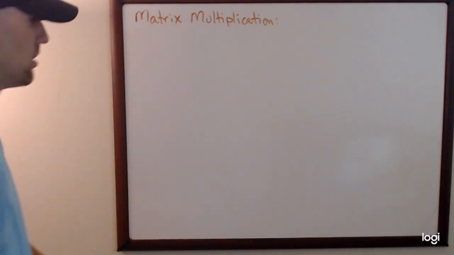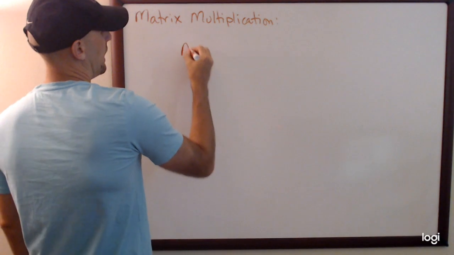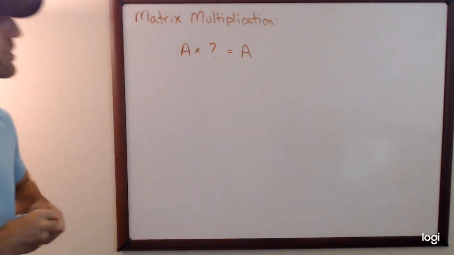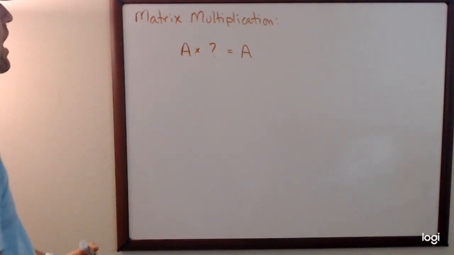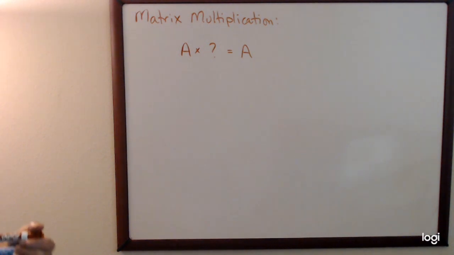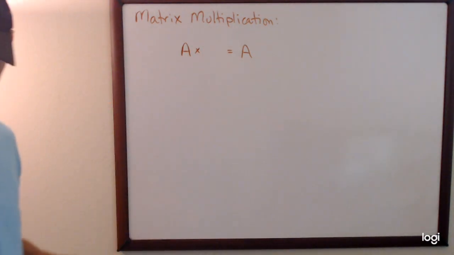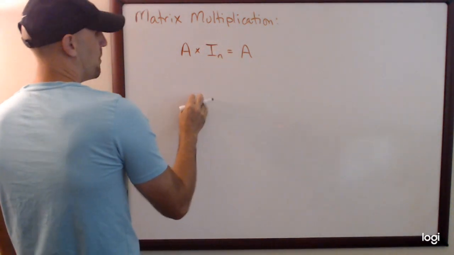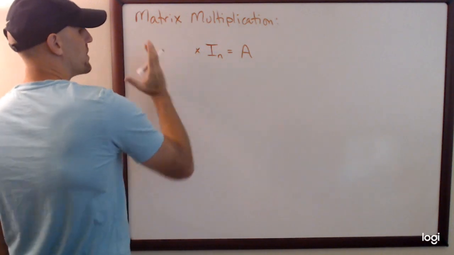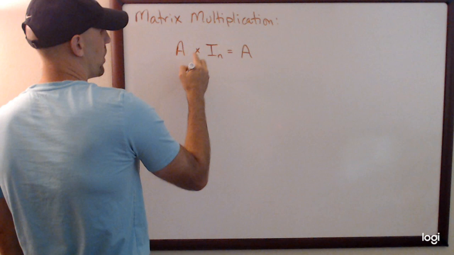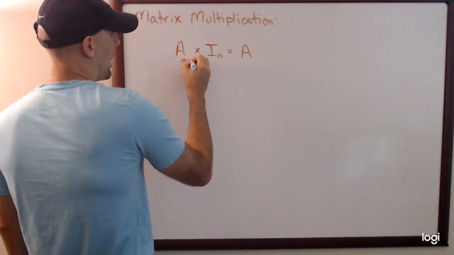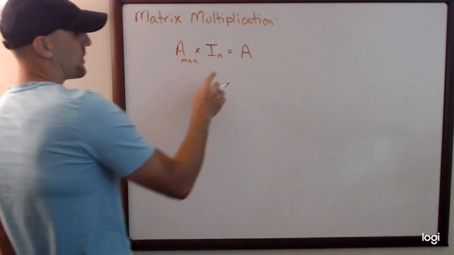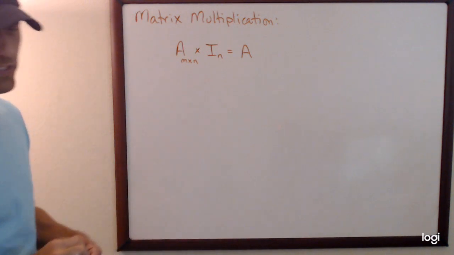Okay? What about my identity? Sure. So what about A times some mystery matrix? What mystery matrix will give me A? Well, the mystery matrix in question, we're going to call I. We're going to call this I sub n. Now, why n? Well, I need to know the size of A in order to tell you what the identity is. So let's say A is m by n. Remember, n is the number of columns. If I multiply it times this matrix I sub n, I'm going to get A. So what is I sub n?